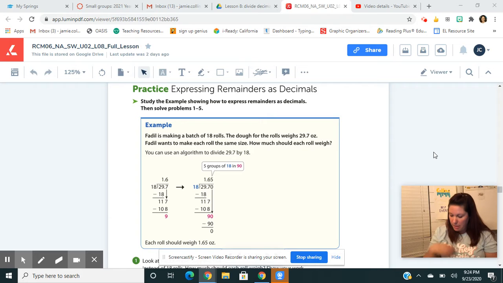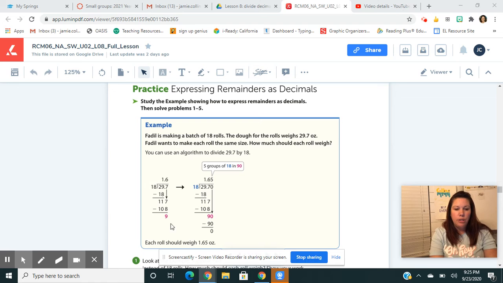So if we look at page 183, that's what we're working from right now. Page 183, and here is an example. It says Fidel is making a batch of 18 rolls. The dough for the rolls weighs 29 and 7/10 ounces. Fidel wants to make each roll the same size. How much should each roll weigh? And they've given you an example here.